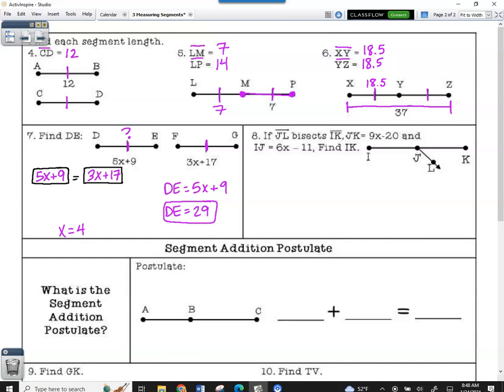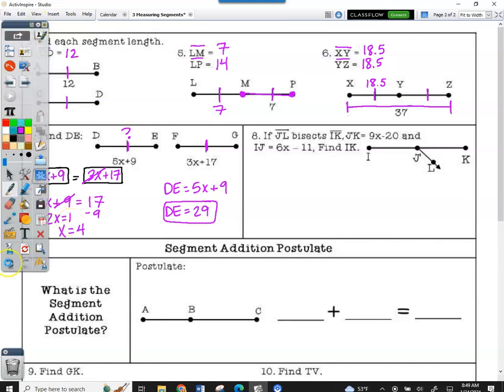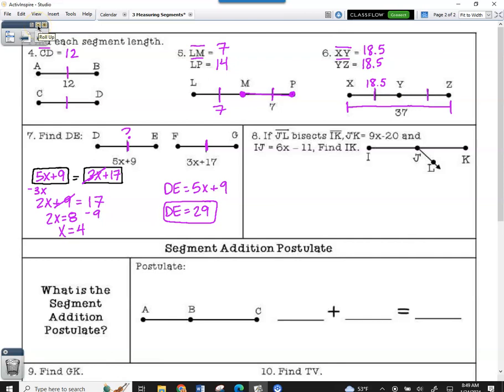If you struggled to get 4, let me give you a refresher. So I take the 3x that's positive, subtract it over here. Then I would take the 9 that's positive and subtract it here. You may end up with 2x equals 8, and then I divide by 2 and get 4. All right, go to number 8.